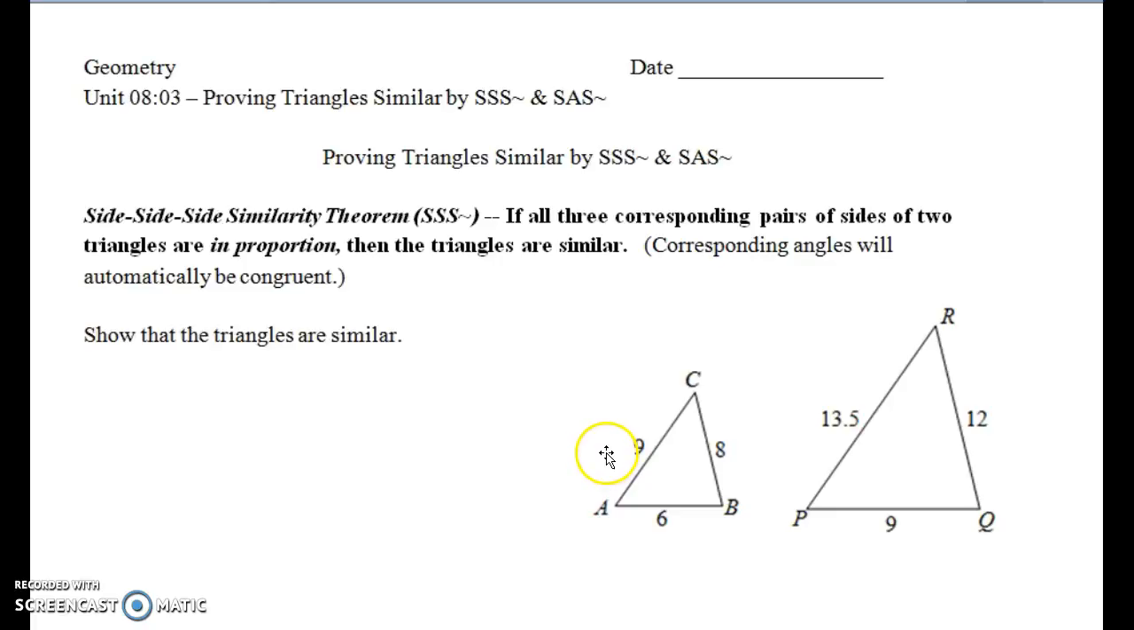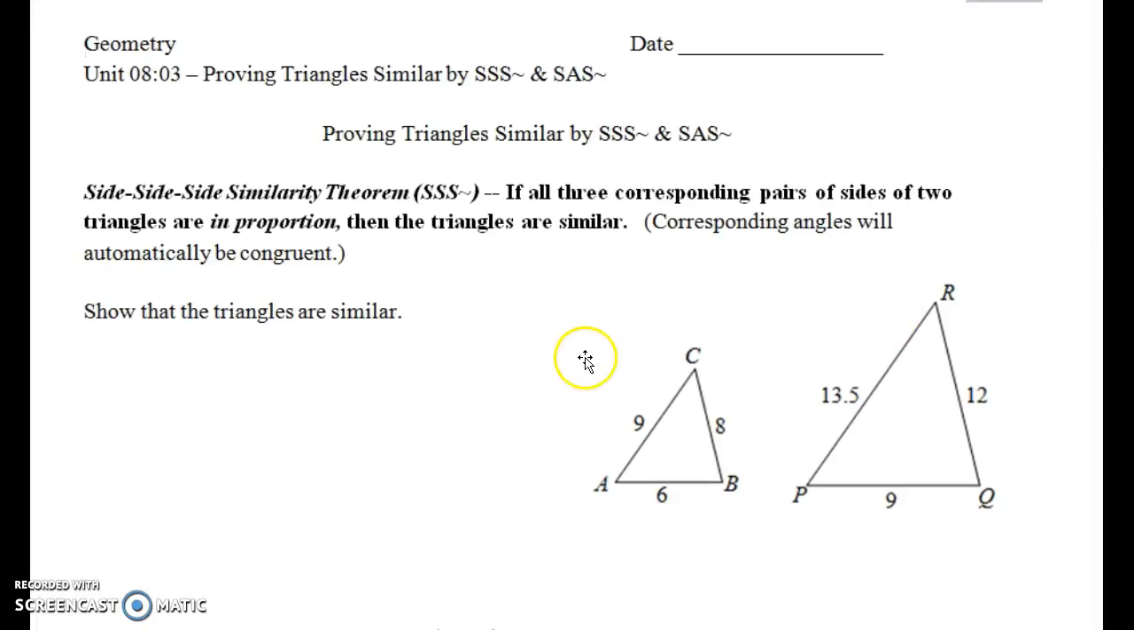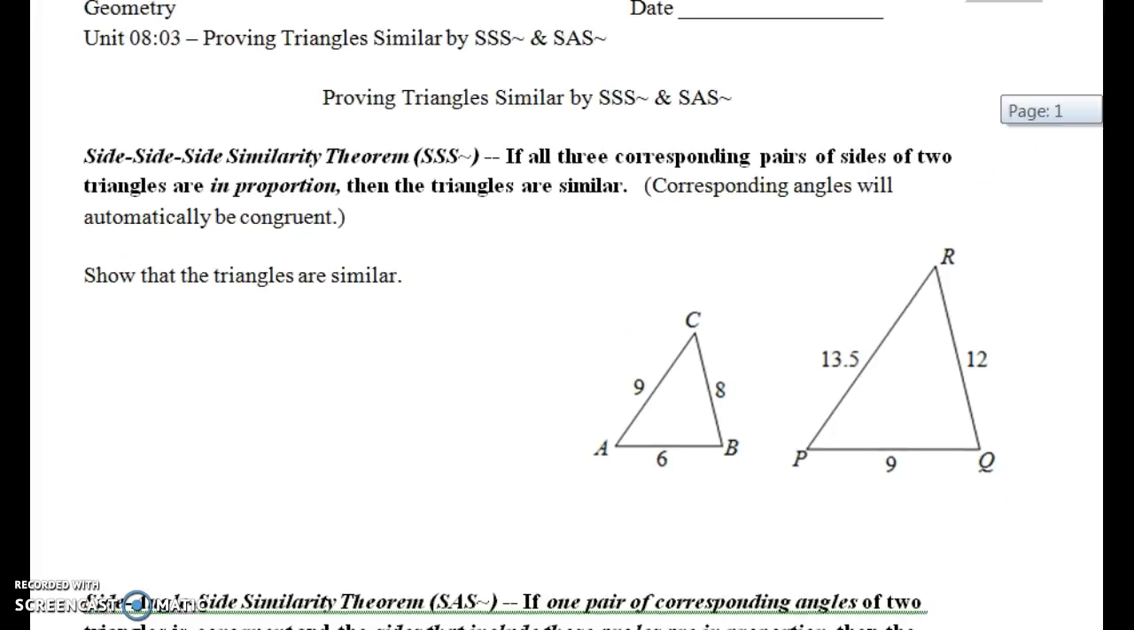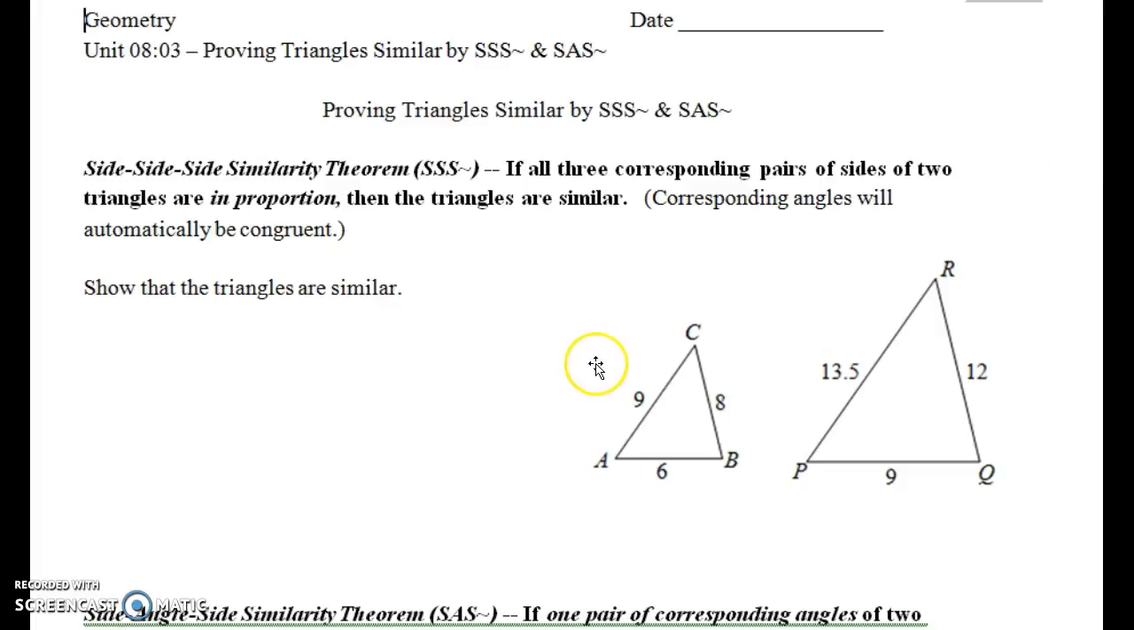This is Geometry Unit 8, Lesson 3, Proving Triangles Similar using Side-Side-Side Similarity and Side-Angle-Side Similarity. So we have proved that triangles are similar if we have angle-angle, if we have two angles congruent. We can also prove side-side-side similarity and side-angle-side similarity. That's two other ways of proving triangles are similar.